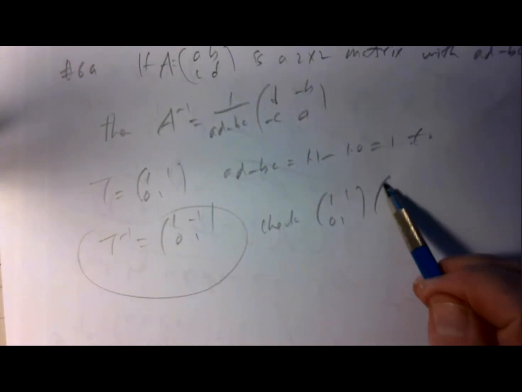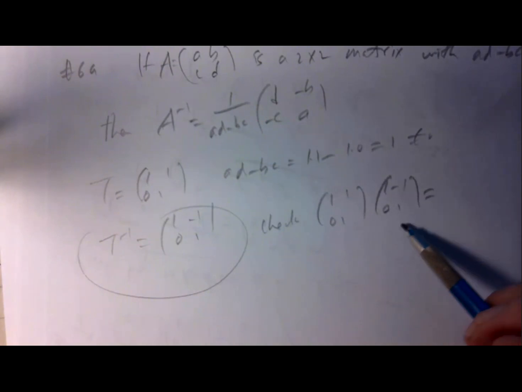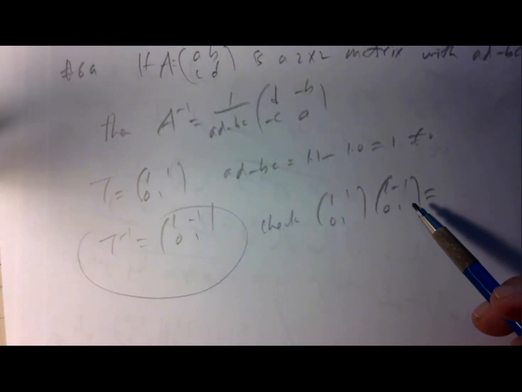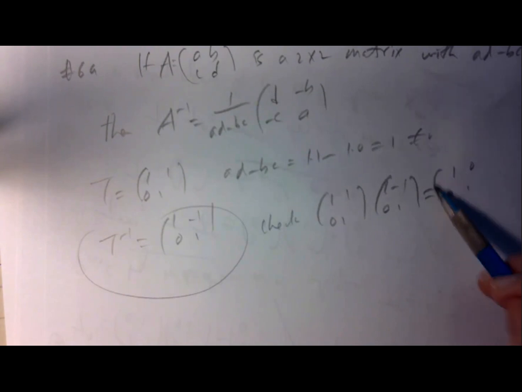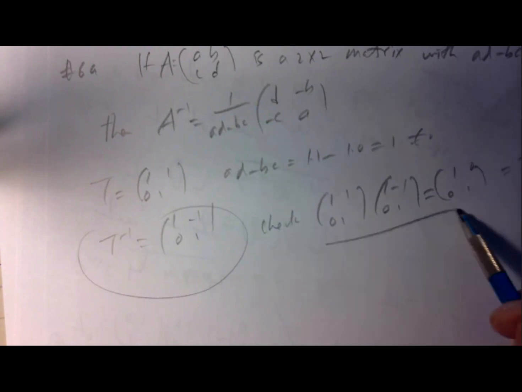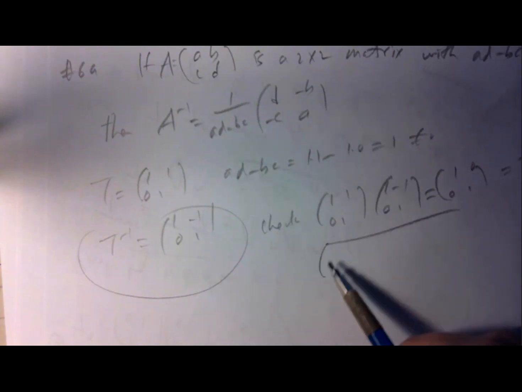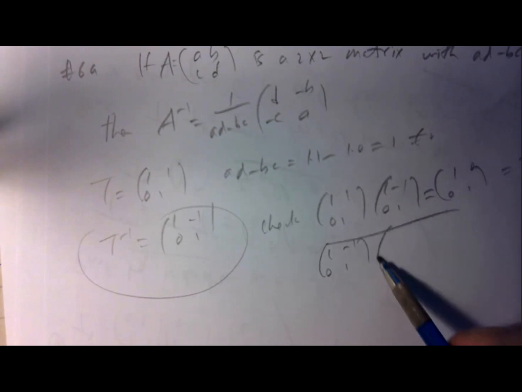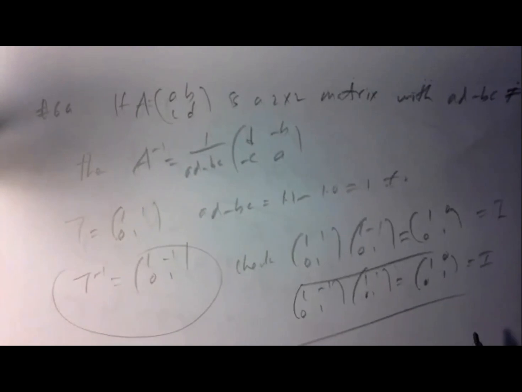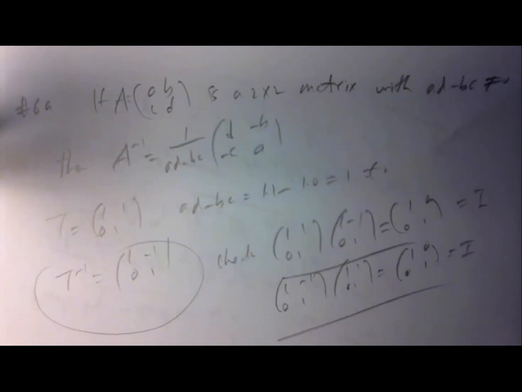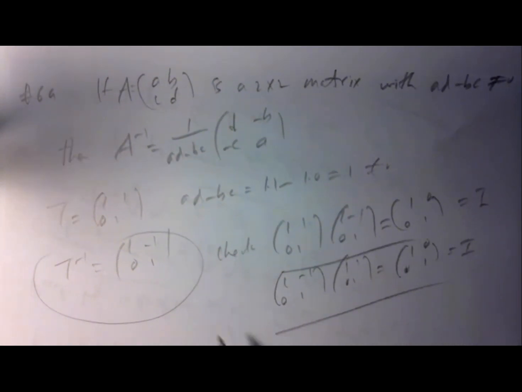Then you can check: 1, 1, 0, 1 times 1, minus 1, 0, 1 is 1, 0, 0, 1. It's the identity. And the same if you go 1, minus 1, 0, 1 times 1, 1, 0, 1. It's also the identity. So all you have to do is write this down and check that it works.